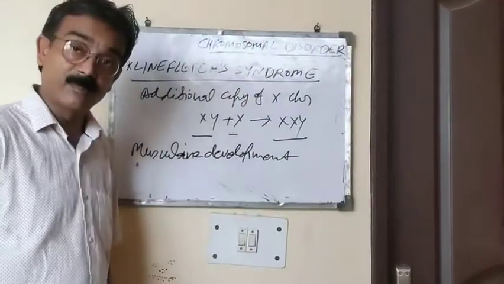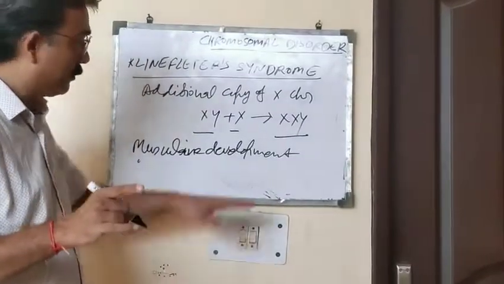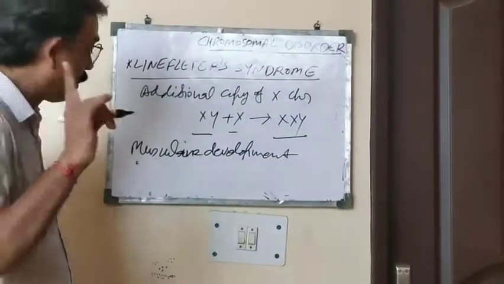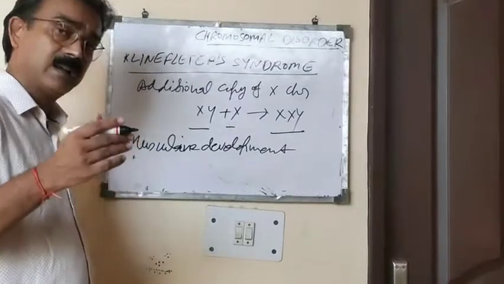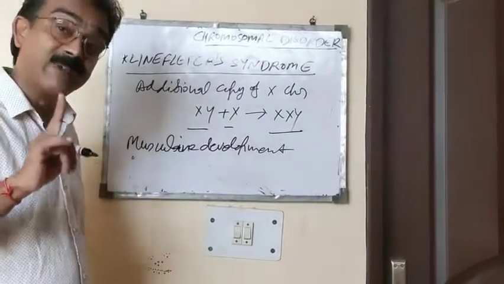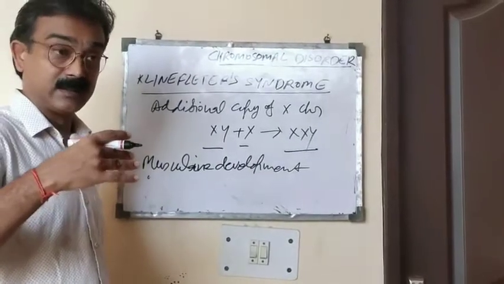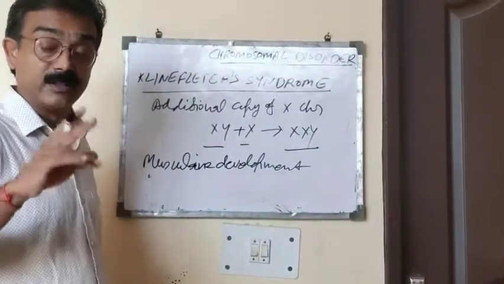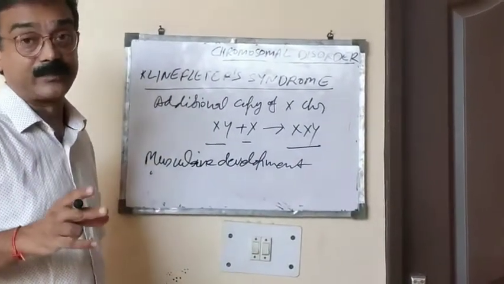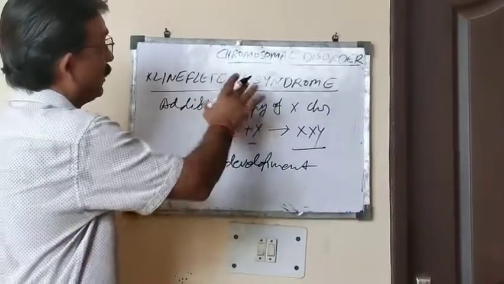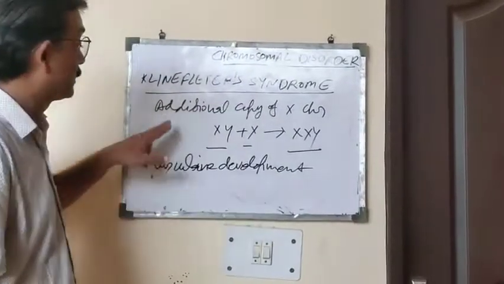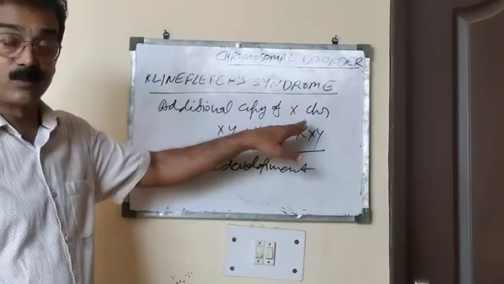So after this happens, that male has overall masculine development. But because of this, they also have some appearance of feminine features, like development of the breast region. This is known as gynecomastia. This is what Klinefelter syndrome means. This is the additional copy of the X chromosome.